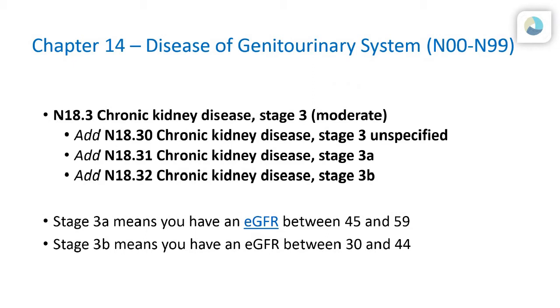Now, N18. We're used to N18.3, right, for stage 3 CKD. But they've now broken out into 3 new codes. Stage 3 unspecified, stage 3A, and stage 3B. Well, if the provider knows what the GFR is, which is what they base the staging on, they should be able to get to the higher specificity of 3A versus 3B. 3A means the eGFR is between 45 and 59, and 3B is between 30 and 44.